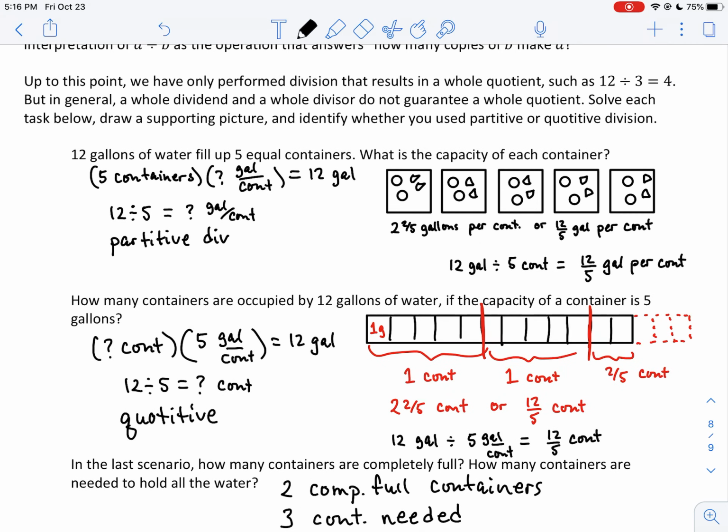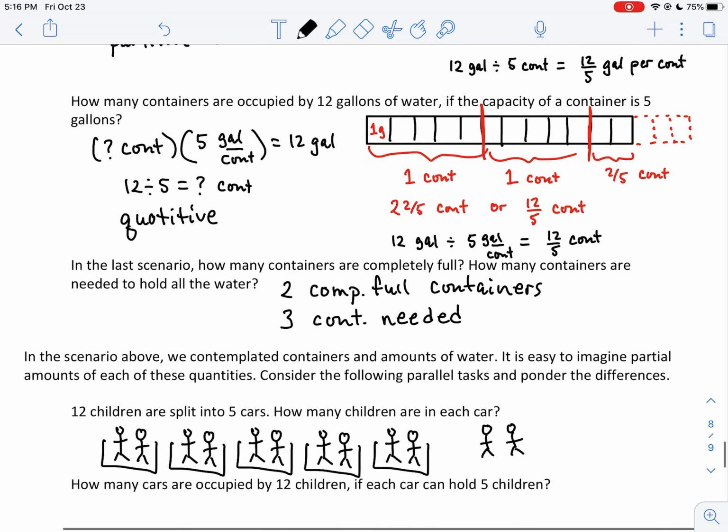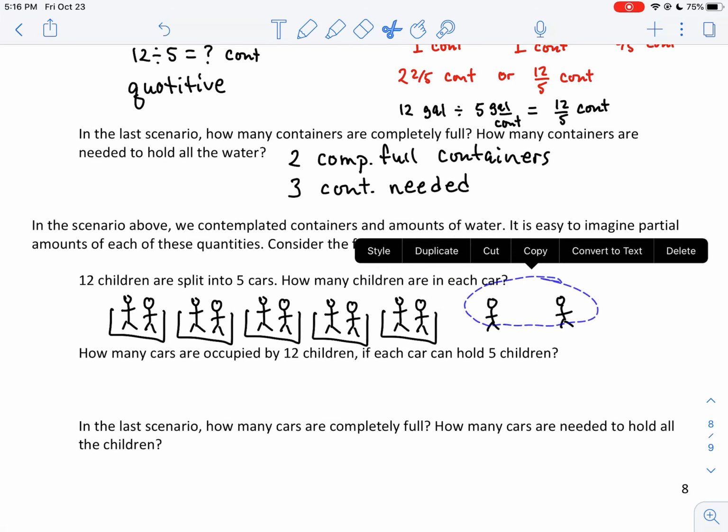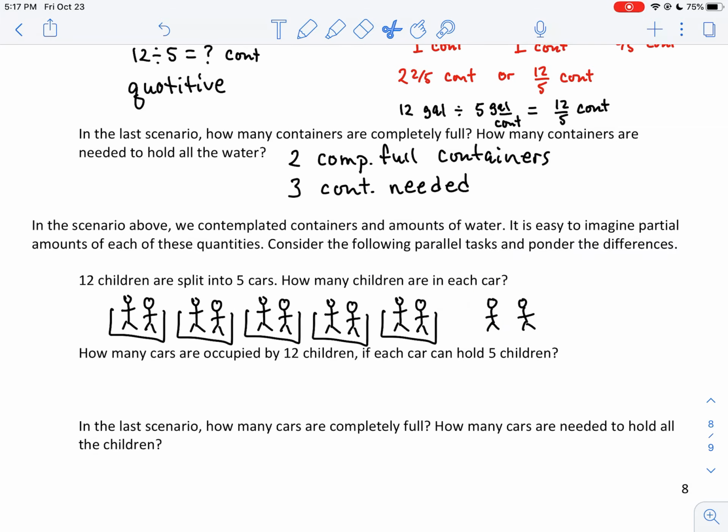We could do that with a gallon of water. We took the 2 extra gallons and split them up, but it's disturbing to think about splitting kids up, and you would not say we have 2 2/5 kids in each car. And so in a case like this, in reality, you would just simply have to say, well, the cars aren't going to have the same number of people, right? 2 cars are going to have 3 people, and the other 3 cars are going to have 2 people. It's the only way to do this because we can't divide a kid into pieces.